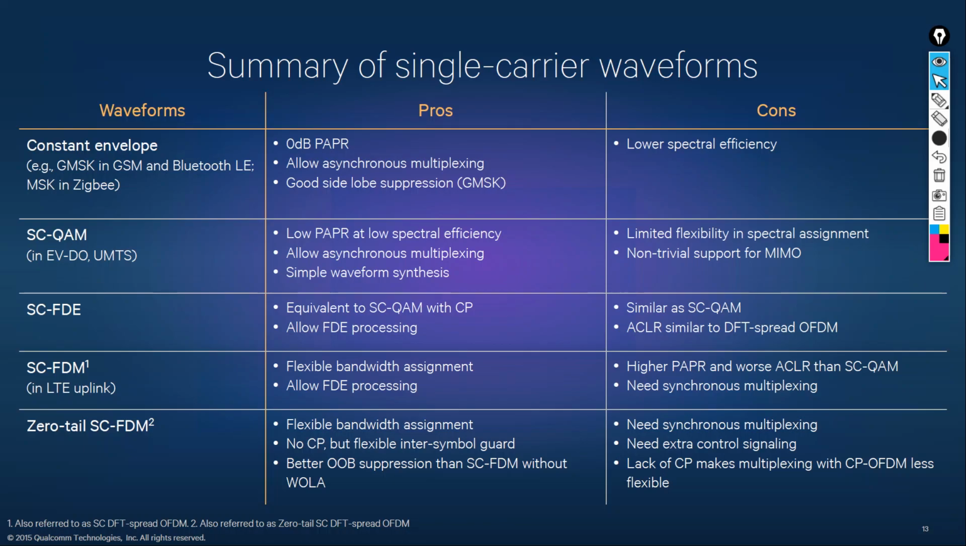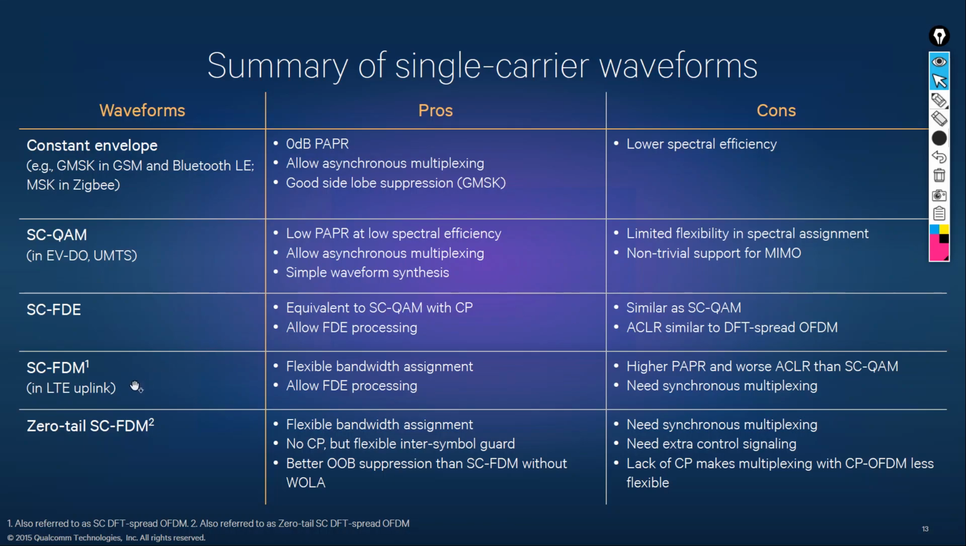The third single carrier waveform we call single carrier FDE. Now I'm going to talk about the structure of each one of these, how to draw it at the transmitter and receiver, but for now we discuss only the advantages and disadvantages. This single carrier FDE is equivalent to single carrier QAM, but with CP. You add CP at the end. It allows equalization in the frequency domain. The disadvantage: adjacent channel leakage ratio is similar to DFT spread OFDM, which means a little bit high. Adjacent channel leakage is also due to side lobes. Yes?